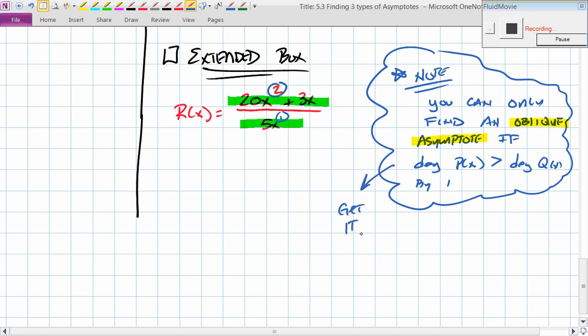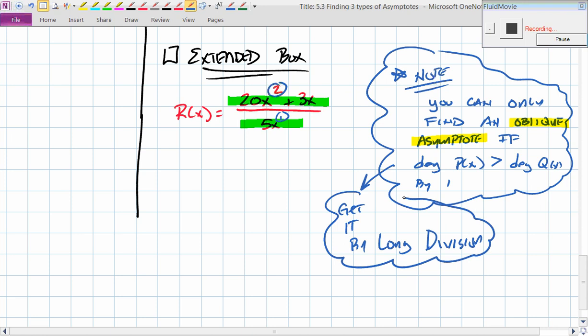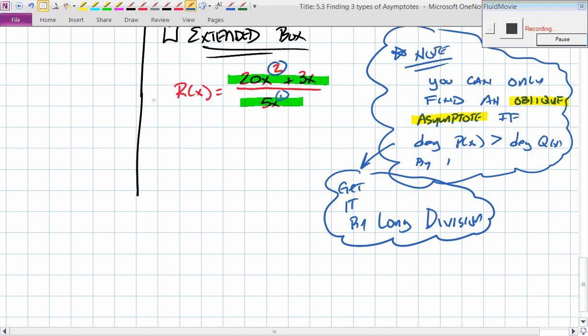There it is. There's my class. You get it by long division. But it's actually like long division, easy style, because after all, you're just looking for a line, right?